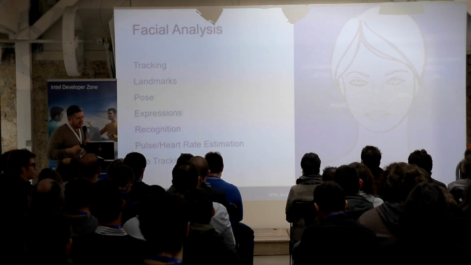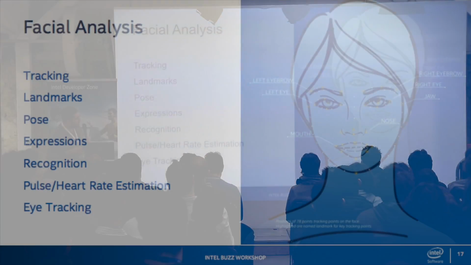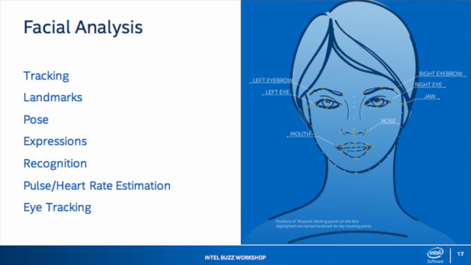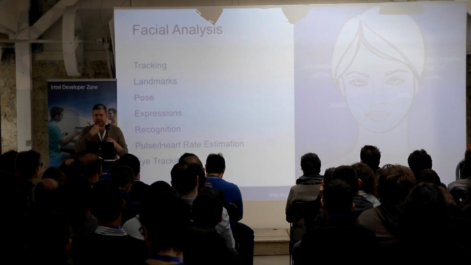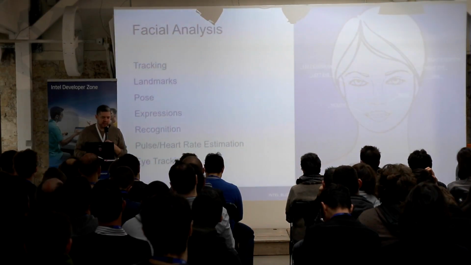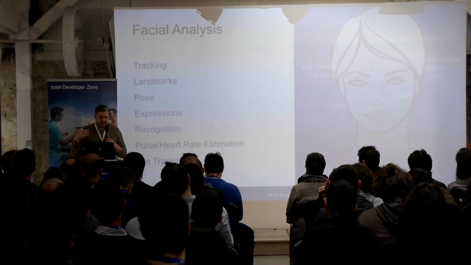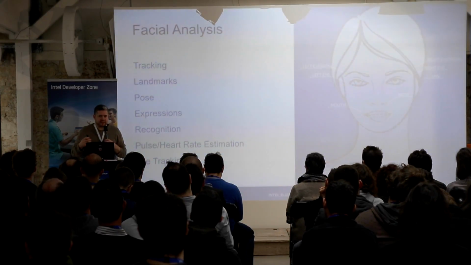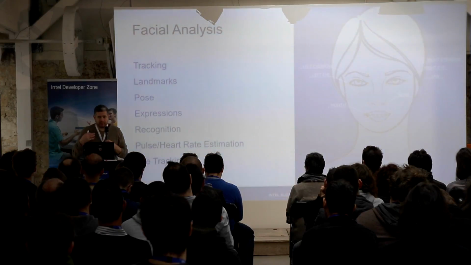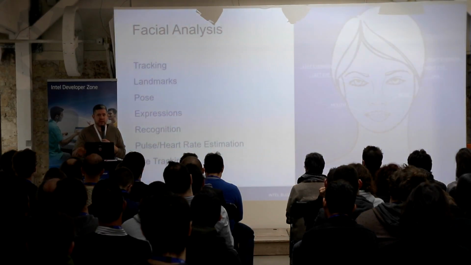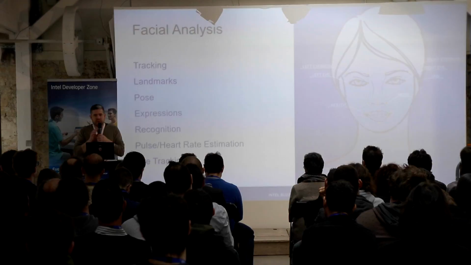So I spoke about the facial. These are the different points that you can recognize on your face: your eyebrows, your eyes, various points around your chin. Also, what's pretty cool, with the new SDK, it can estimate your heart rate and your pulse. It's only an estimation, but it can do that. That could be used in gaming for adaptive gameplay.